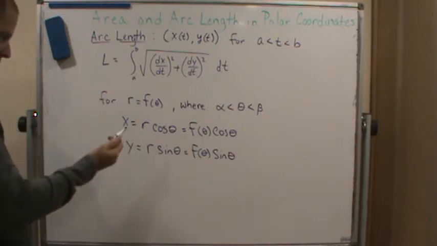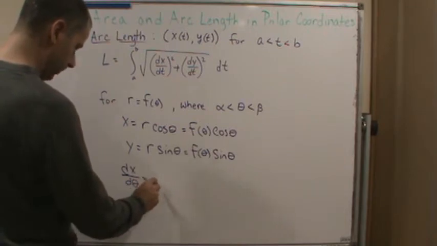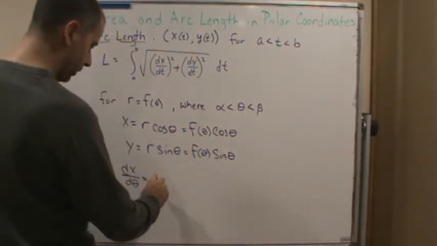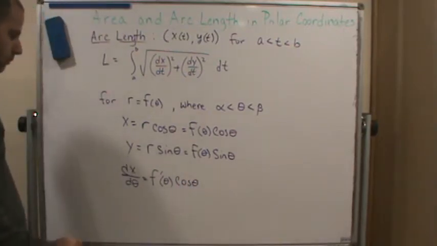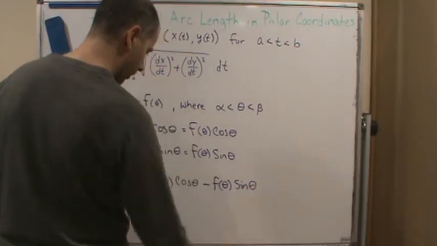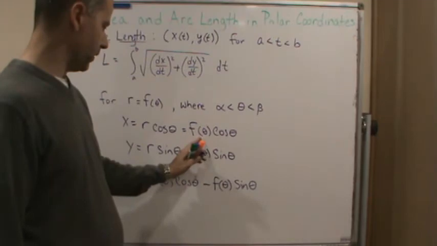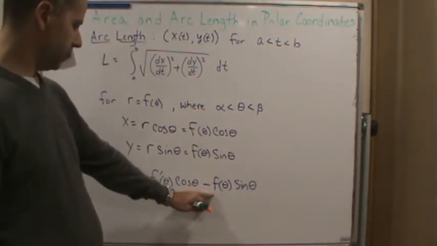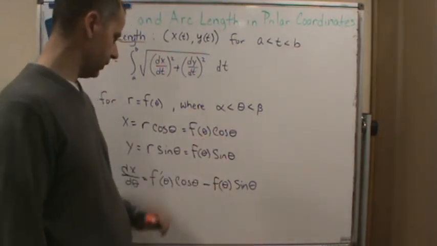So what do we get? Since we're replacing t with theta, dx d theta is what? Well, it's the derivative of this with respect to theta, so we have to use the product rule here. So this is going to be f prime of theta times cosine theta minus f of theta times sine of theta. I used the product rule because I've got a product of two functions in theta. I took the derivative of the first times the second, plus the first times the derivative of the second, but the derivative of cosine is negative sine, so that's where the subtraction comes in.